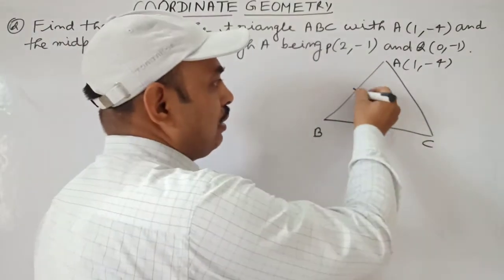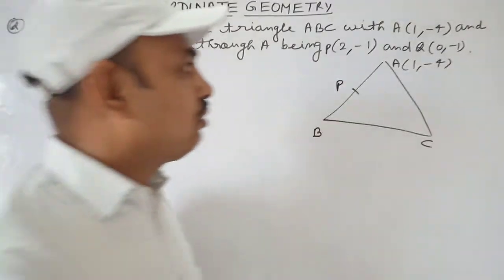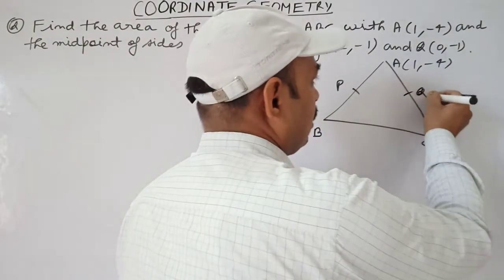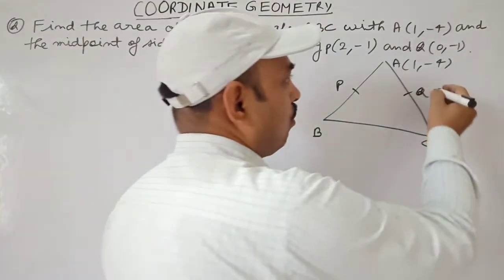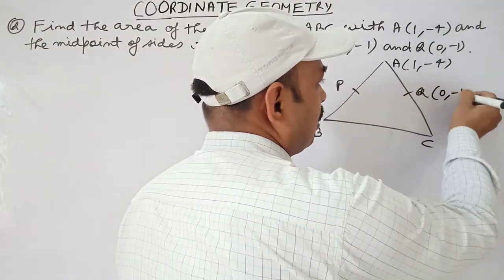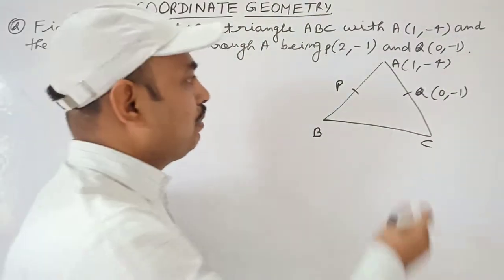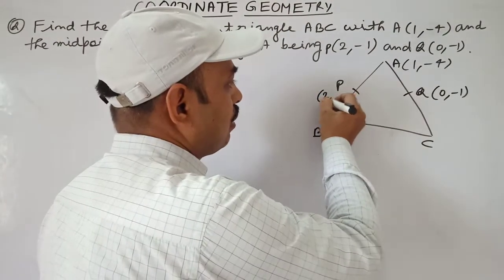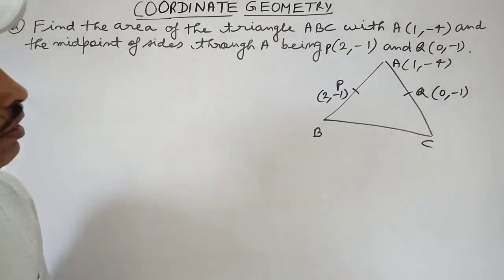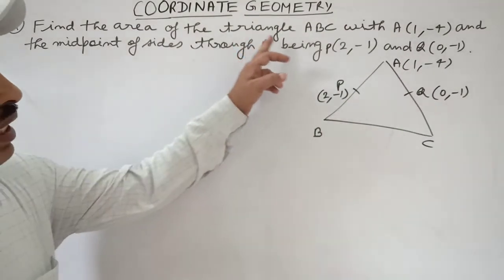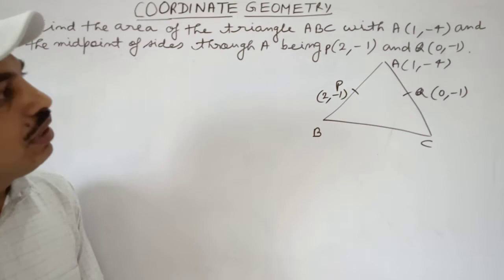P is the midpoint of AB. Q is the midpoint of AC. Coordinates of Q are (0, -1). Coordinates of P are (2, -1). So find the area of the triangle ABC.